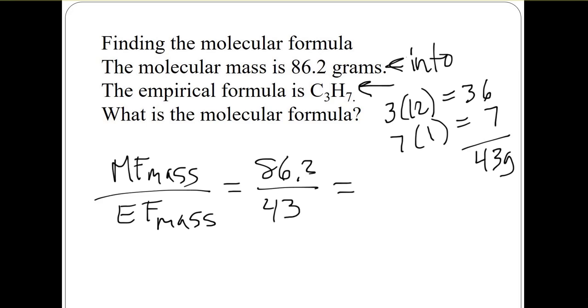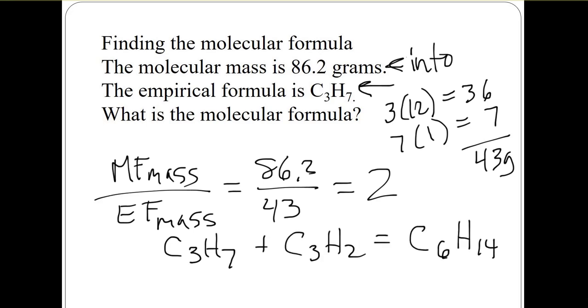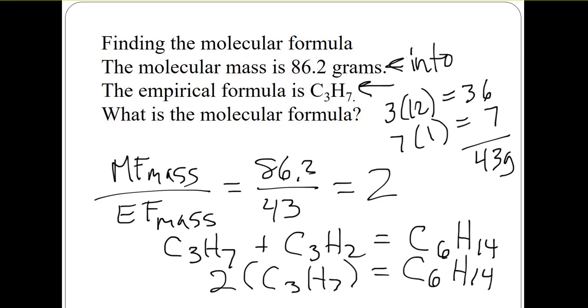And when you divide through, you get a whole number. You will always get a whole number. If you don't get a whole number, you have goofed. So I get a 2. So this is not my answer. What this is telling me is that I have 2 empirical formulas. So kind of 2 ways to look at it. I could add them up, or I can multiply through by 2. Either way, you're going to get the same answer. So this is our molecular formula. So again, I can see that there's 2 empirical formulas there because if I divide by 2, I get that empirical formula.